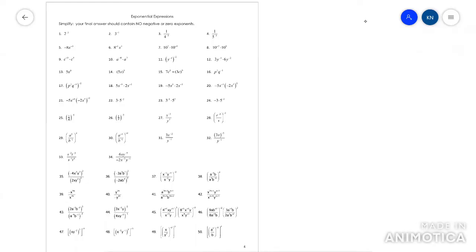Okay, this video is going to go over properties of exponents. It's meant to be a refresher video, so if you really don't have any clue how to do this, you might want to find a different video because I'm going to be going kind of fast. All right, I'm going to start with number 15 here.